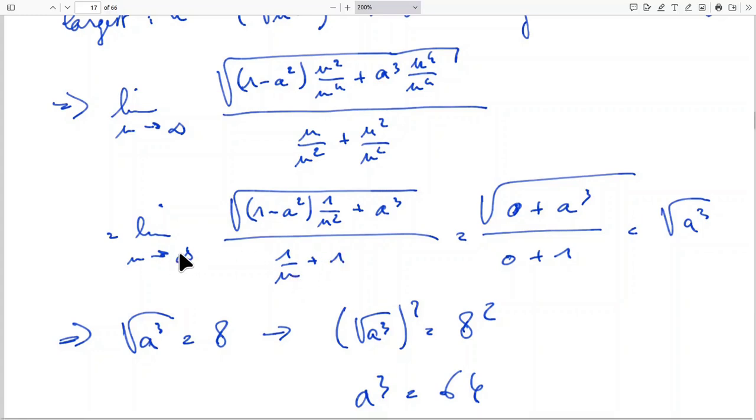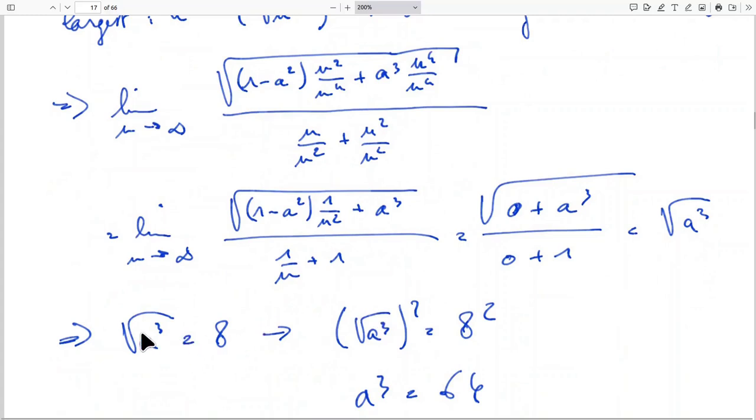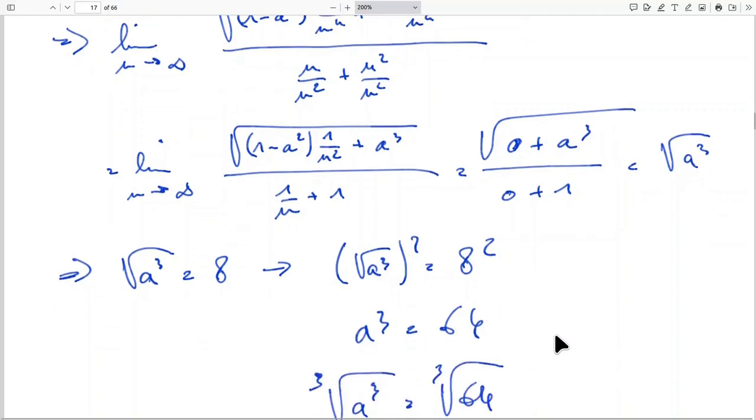But for n going to infinity, you can see this turns out to be 0, as will this. So you get the square root of 0 plus a to the third over 0 plus 1, or the square root of a to the third. And we know the square root of a to the third is 8. So we square to get rid of the square root, so we get eventually a to the third is 64.